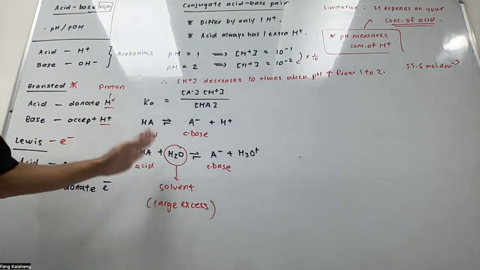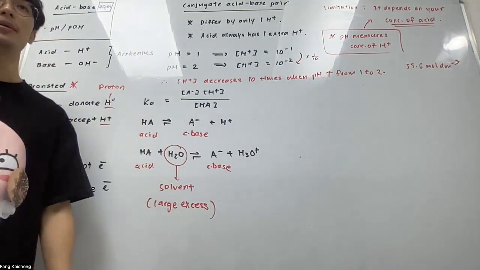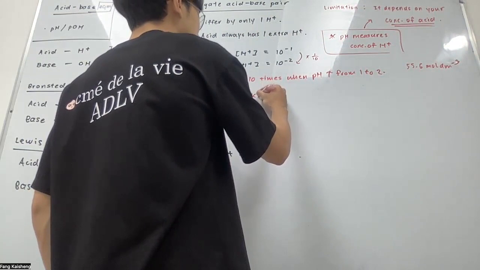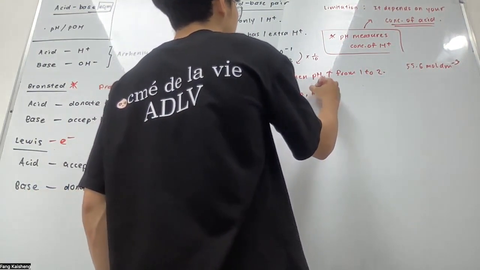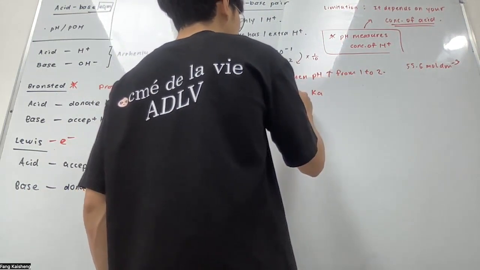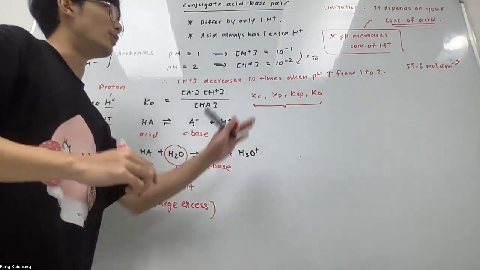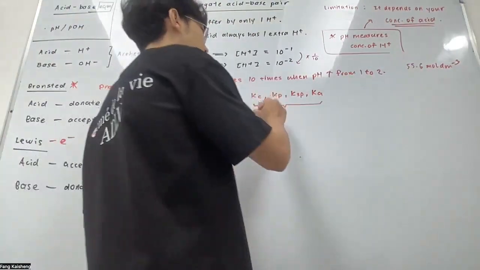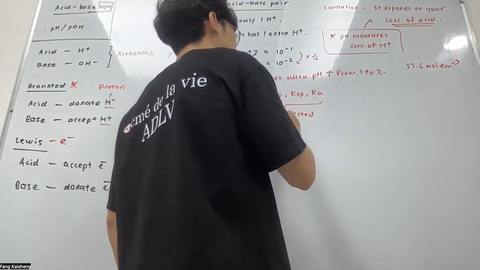Now, take a look at this expression here. This is products over reactants. That's fine, but what's most important is this. Just like all the other equilibrium constants, Kc, Kp, Ksp, now we have Ka. All these share one similarity. So from now on, it's very simple. Anything that has a capital K, what is it only affected by? It's only affected by temperature.